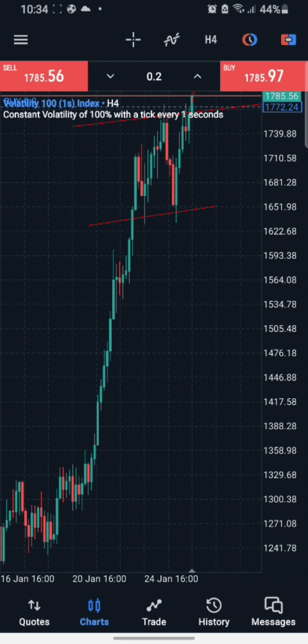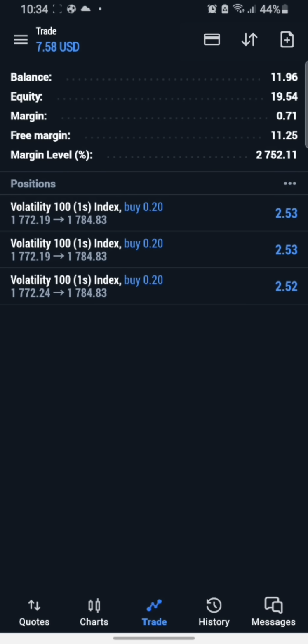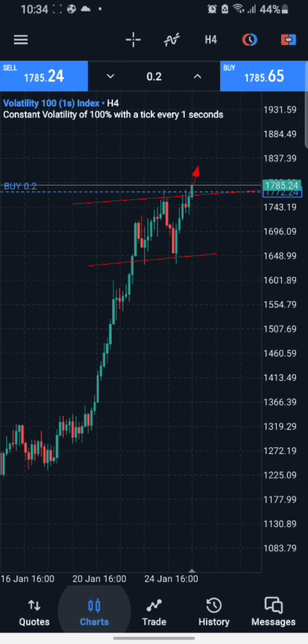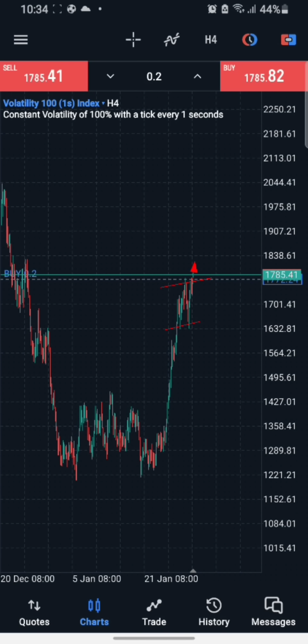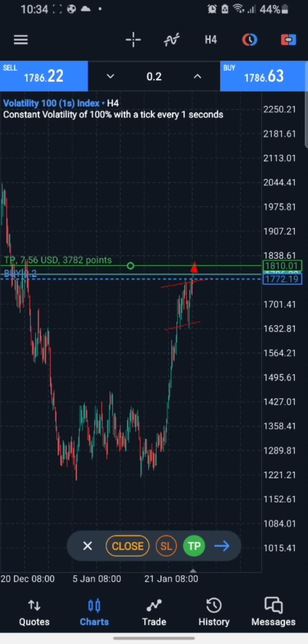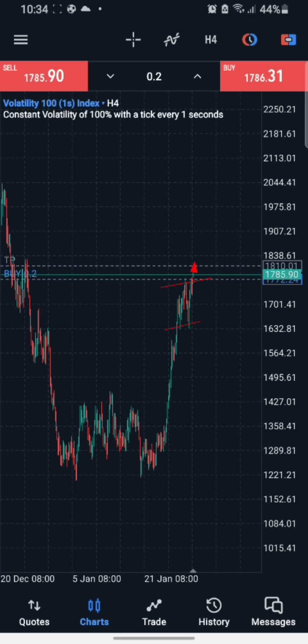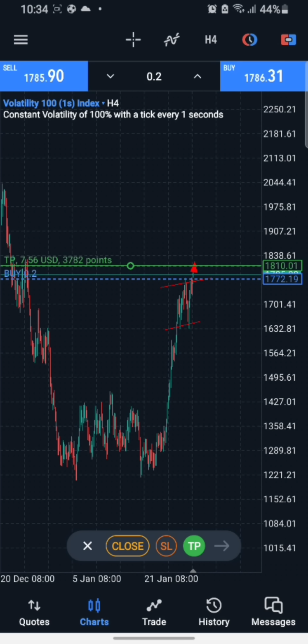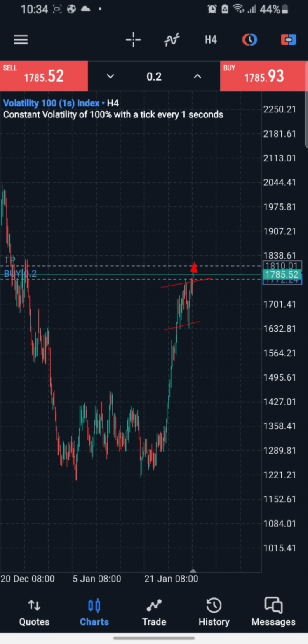So the three white soldiers came after that red candle. As you can see, after that red candle, that's when the three white soldiers came. So the three white soldiers confirm that the market has the power to buy. It means that the bulls are very powerful and they're going to continue in the market for a very long time, before the bears come into play.